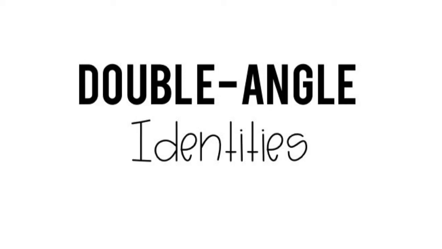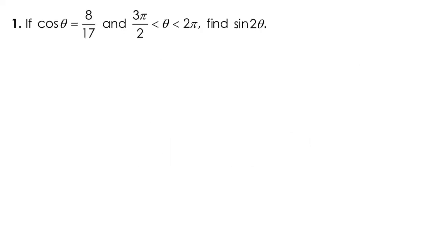In this video, we will discuss double and half angle identities and notes and homework. So looking at our first question, we are told that if cosine of theta is 8 over 17 and theta is between 3 pi over 2 and 2 pi, for us to find sine of 2 theta.